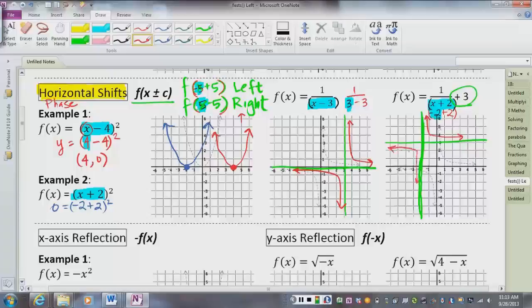Again, these are not pretty graphs. I apologize for the sloppiness of it, but the shifting is the part that we are trying to nail down, and as long as you can see that we are shifting to the left 2 units and up 3 units, I'm super happy. So thank you. That concludes this video.